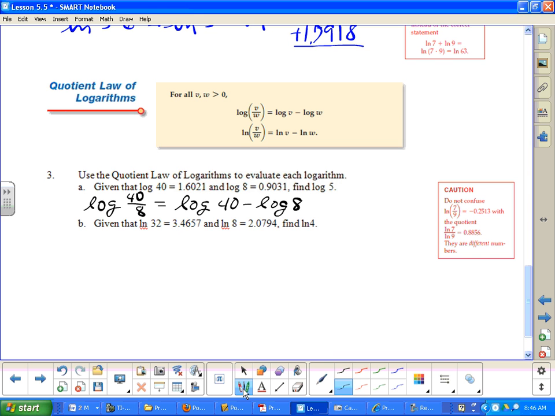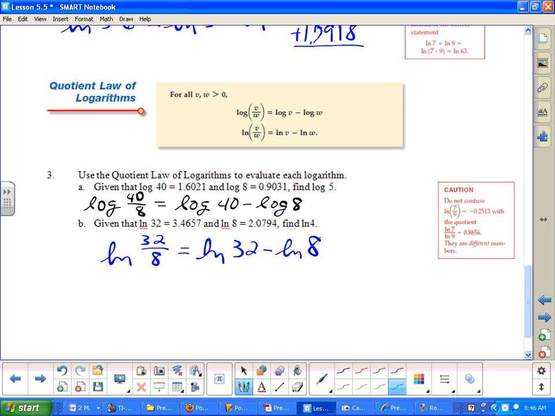We've got the natural log of 32, the natural log of 8, and we want to find the natural log of 4. Natural log of 32 divided by 8, so natural log of 32 minus the natural log of 8. The product property says if we're multiplying, then we can add the log of the two parts. The quotient law says if we're dividing, then we subtract the log of the two parts: the log of the numerator minus the logarithm of the denominator.